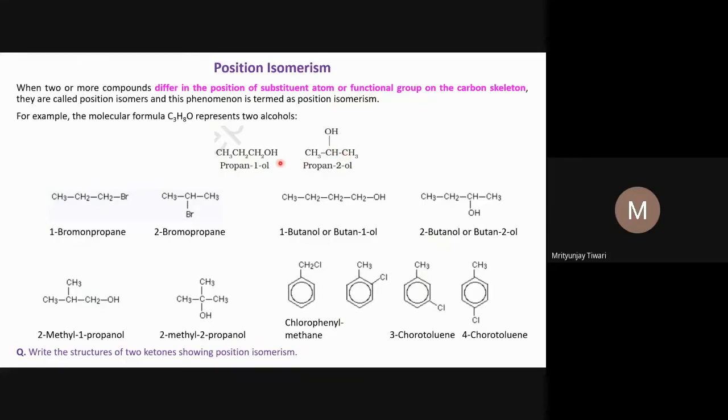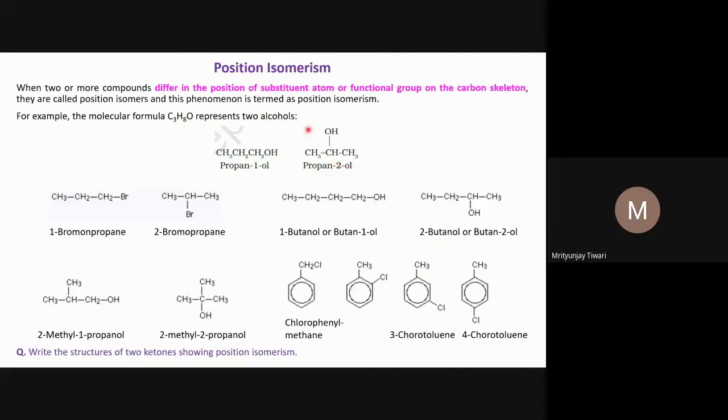And so if you start the numbering to give the IUPAC name of this compound, the numbering will start from here 1, 2, 3. In this case, numbering can be started from this end or this end, 1, 2, 3. So in this compound, the OH group is attached to the first carbon atom, and in this compound, the OH group is attached to the second carbon atom. So they are position isomers because the position of the OH group on the carbon skeleton is different. Here it is on the second carbon, here it is on the first carbon. So this is called propan-1-ol or 1-propanol, and this compound is 2-propanol or propan-2-ol.